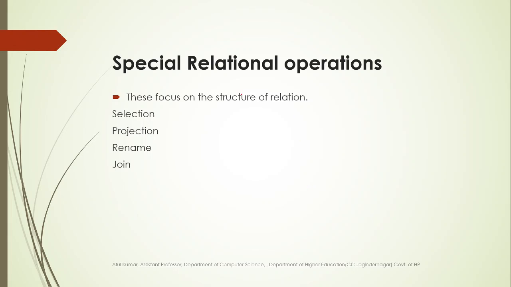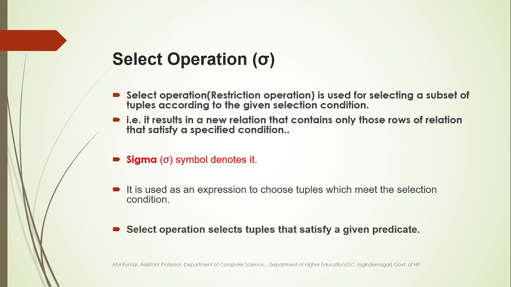Next we have special relational operations. In relational algebra we have many special relational operations. These special relational operations focus on the structure of the relation. Basically we have selection operation, projection operation, rename operation, and join operation as special relational operations. Firstly, what is a selection operation?